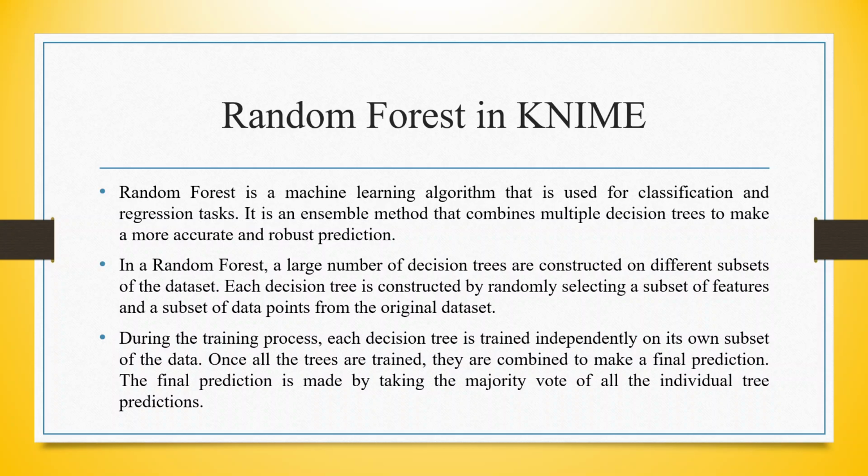Each decision tree is constructed by randomly selecting a subset of features and a subset of data points from the original dataset. During the training process, each decision tree is trained independently on its own subset of the data. Once all the trees are trained, they are combined to make a final prediction. The final prediction is made by taking the majority vote of all the individual tree predictions.